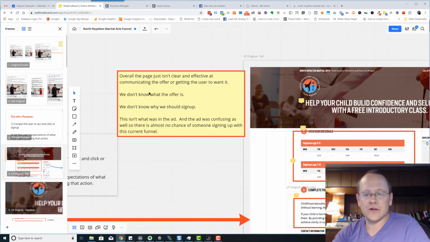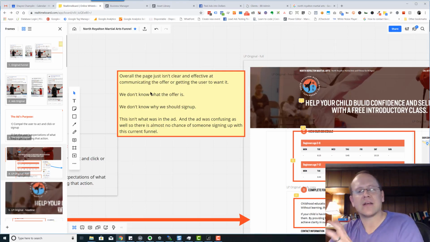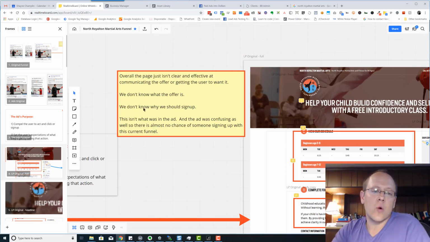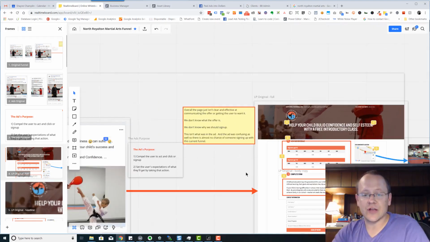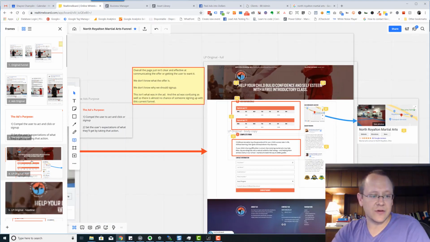So we don't know what the offer is, so we don't even know what that compelling offer is. It's not really mentioned. There's a free introductory class mentioned here in the headline, but almost again in a passive way. We don't know why we should sign up, and this isn't what was in the ad. The ad was confusing as well, so there is almost no chance of someone signing up with this current funnel, and that's why you're getting the results that you're getting. Let's dig into each individual piece here, okay?